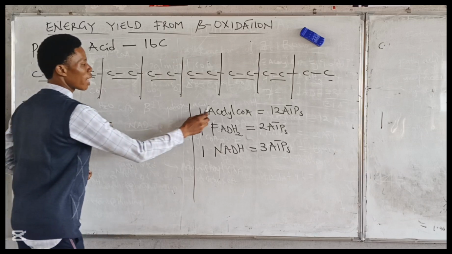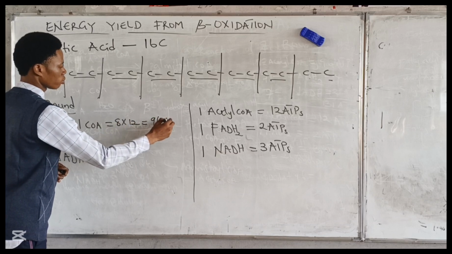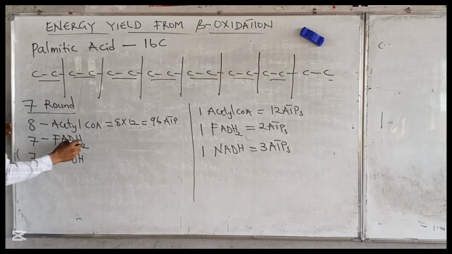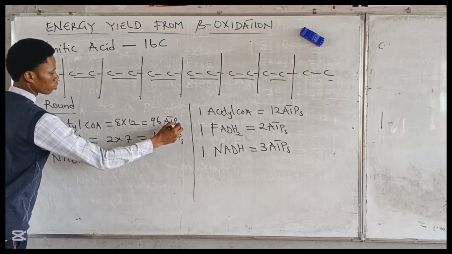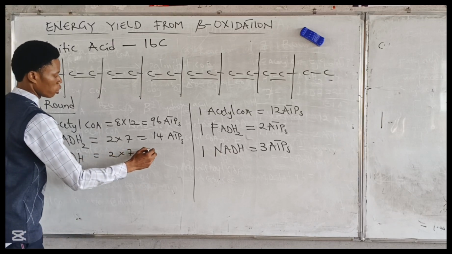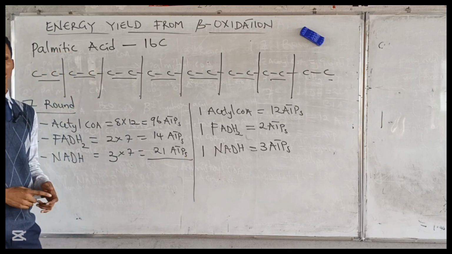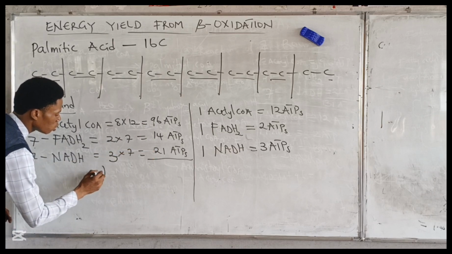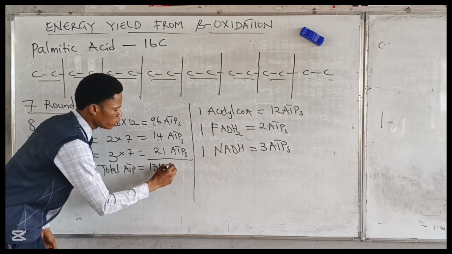So now I'm saying, if 1 acetyl-CoA is giving us 12 ATPs, 8 acetyl-CoA will give us how many ATP? 8 times 12, which is what? 96 ATPs. If 1 FADH2 is equal to 2 ATPs, 7 FADH2 will give us 2 times 7, which is 14 ATPs. If 1 NADH is 3 ATPs, 7 NADH will give us 3 times 7, which is 21 ATPs. Now, we want to calculate the total ATPs produced. The total ATP will be this plus this plus this, which gives us 131 ATPs.